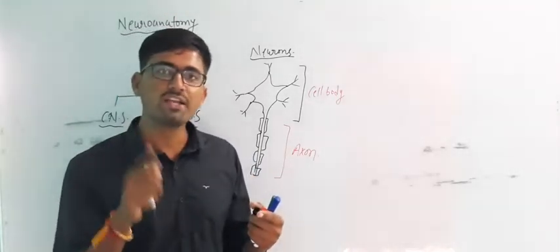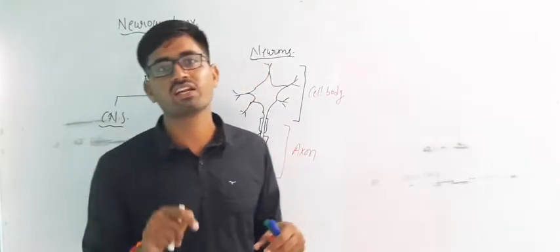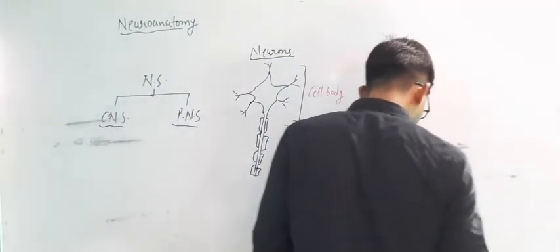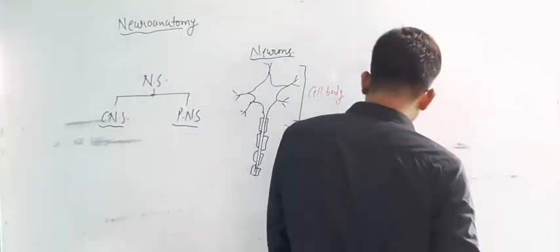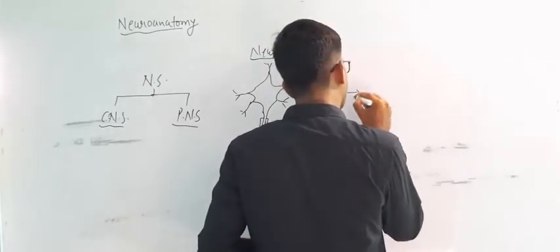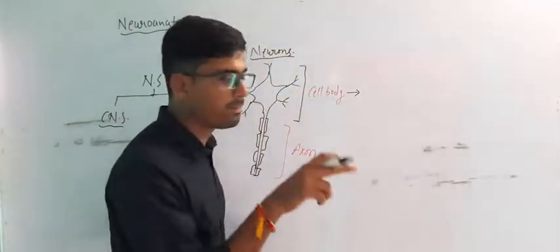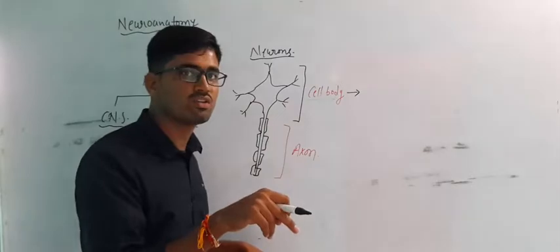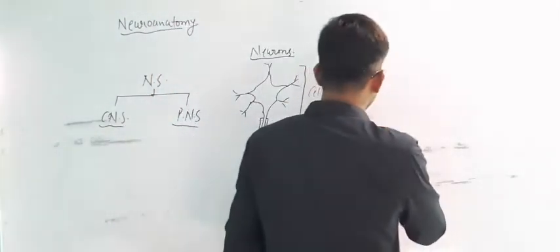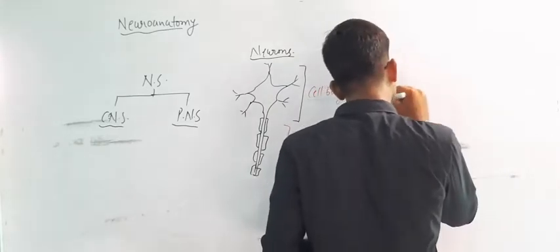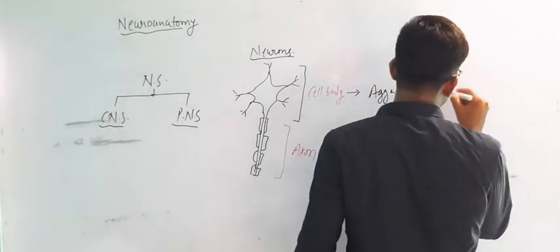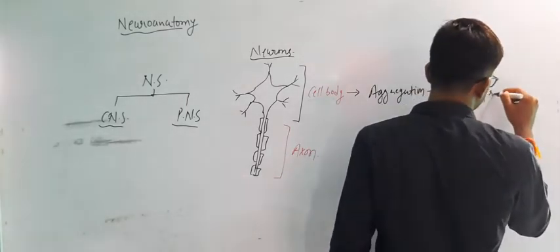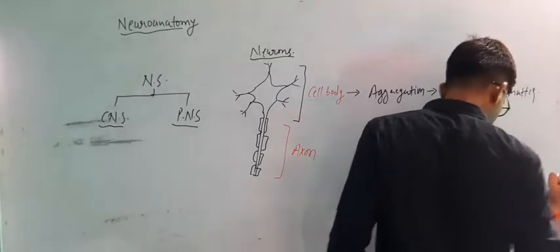Whenever you are reading neuroanatomy, neurophysiology or neuropathology, you come across two words: white matter and gray matter. Can you tell me what gray matter and white matter are? The aggregation of cell bodies within the central nervous system is called gray matter.